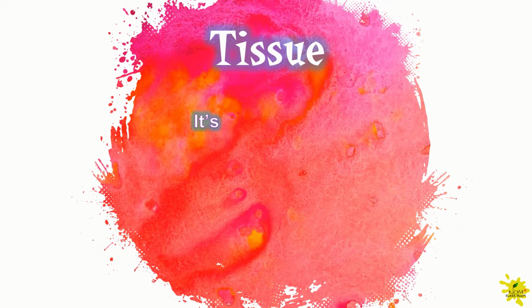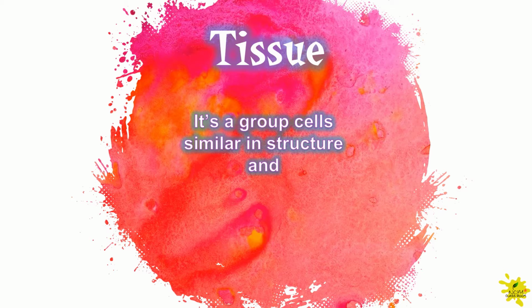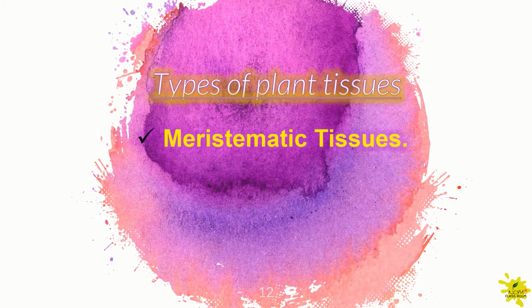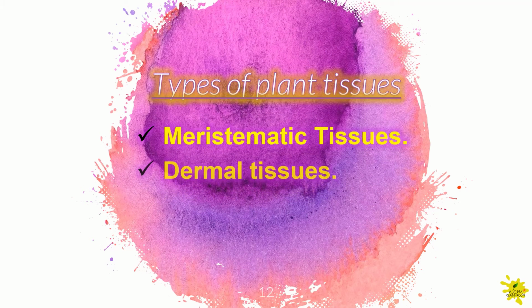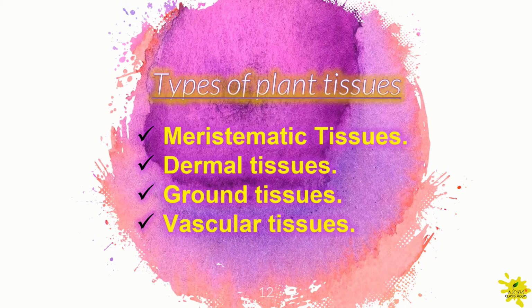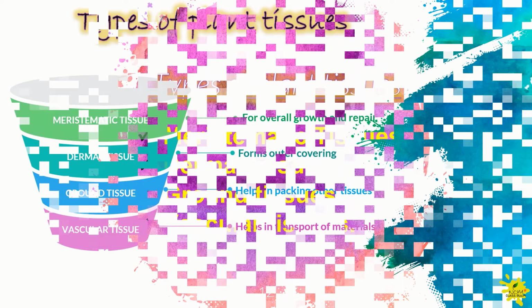Now let us see what a tissue is. It is a group of cells similar in structure and performing similar functions. Usually a plant has different tissues to perform different functions. These tissues help in growth, repair, and other functions in the plant body. Types of plant tissues: meristematic tissues, dermal tissues, ground tissues, and vascular tissues.